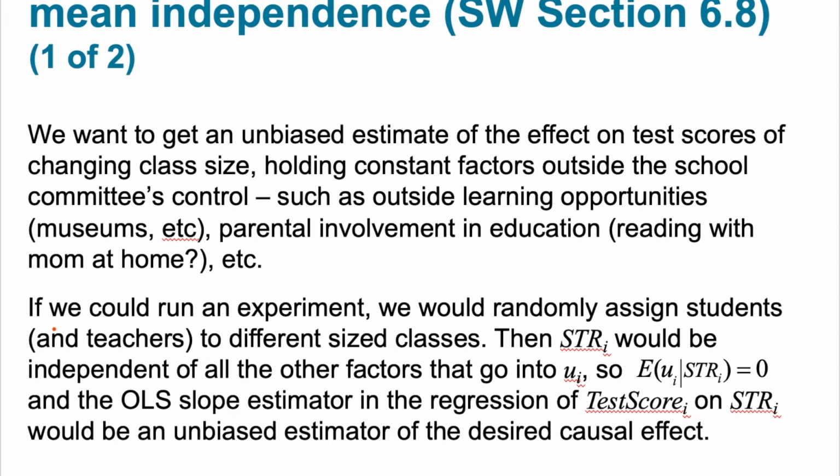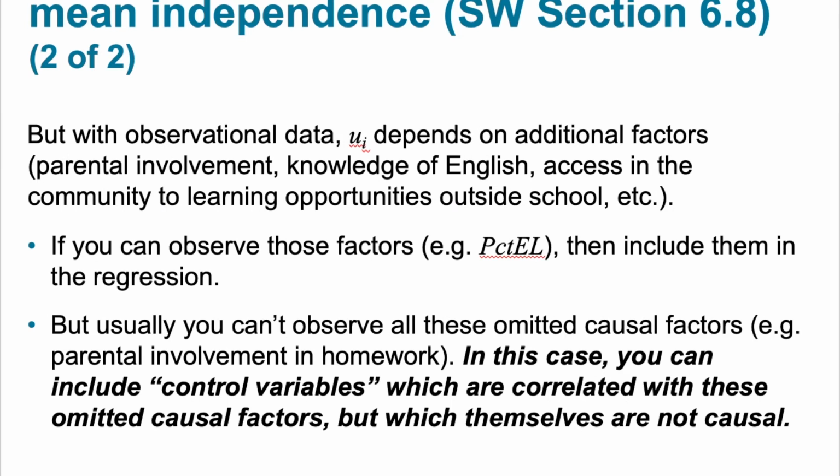However, we are not often in the scenario in which we can run a randomized controlled experiment. We're working with observational data. And with observational data, the OLS residual U depends on additional factors, such as parental involvement, knowledge of English, access in the community to learning environments outside school, etc. If you can observe those factors, such as percent of students learning English, then you can include them in the regression explicitly. But usually, you cannot observe all of these omitted causal factors, such as parental involvement in homework.